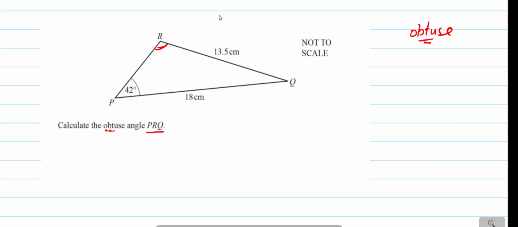It means what should come to your mind? Sine rule or cosine rule? Now, we have two sides and the angle is not in between them. So the sine rule will be applicable. What is the sine rule? If I make the sine rule for this one, I will take this 18 over sine of this, equals to this over sine of this.